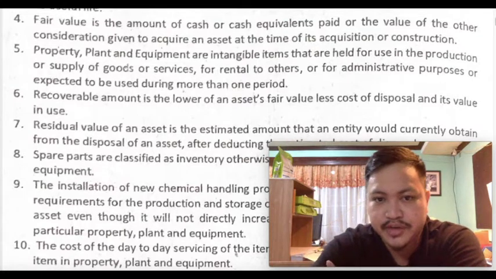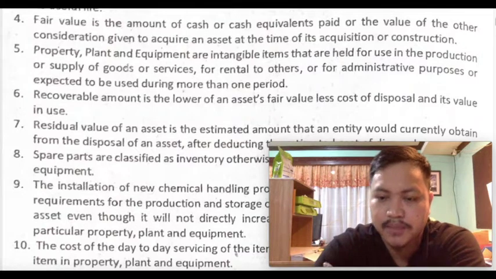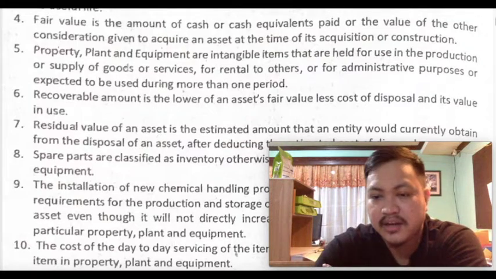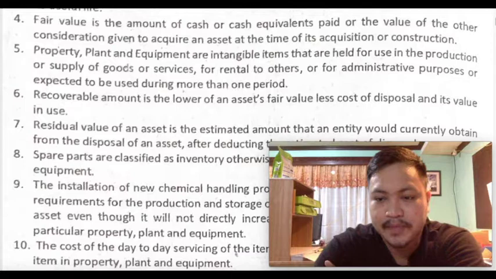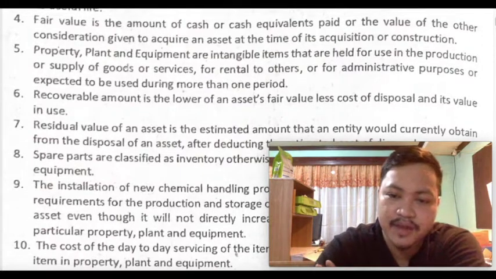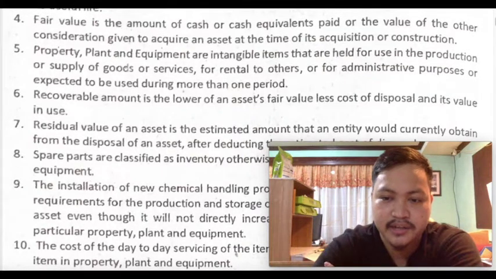Now, before proceeding to the next number, since we have covered the definition of property, plant, and equipment, one of the important things that students should include in their stock knowledge as regards property, plant, and equipment would be the classification in the statement of financial position. No doubt that your property, plant, and equipment, being an asset, should be reported in your statement of financial position. The question that we will have would be, how is it classified in your statement of financial position if the entity uses the current and non-current classification?